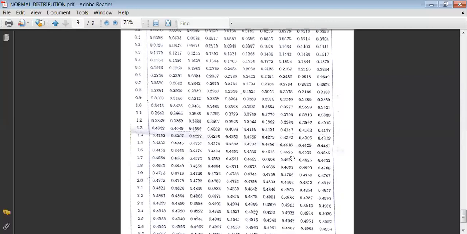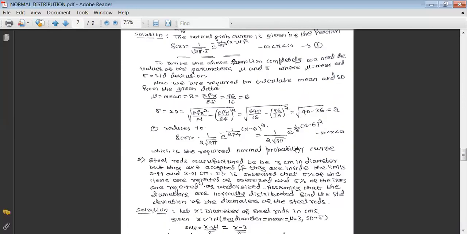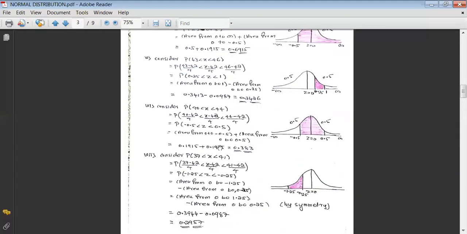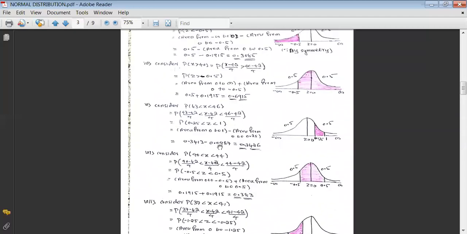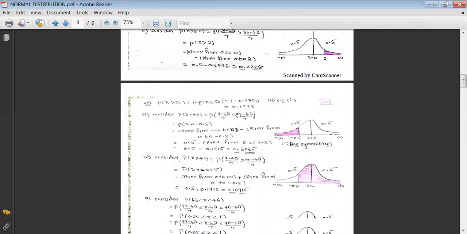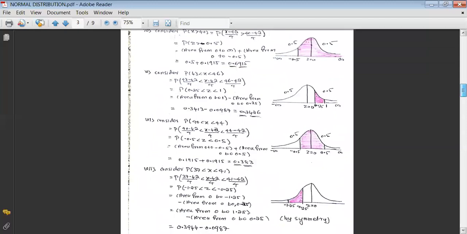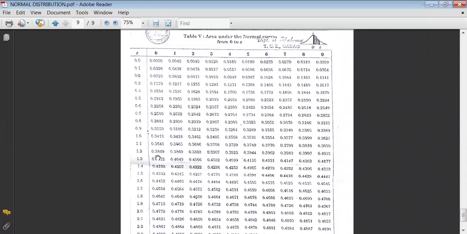0.3643, sorry, let us check where that is. This one lies between, okay. I think this one, 0.3413, area from 0 to 1, minus 0.0987, that is area from 0 to 0.25. And once again, let us check for 1, what is that? For 1, it is 0.3413.